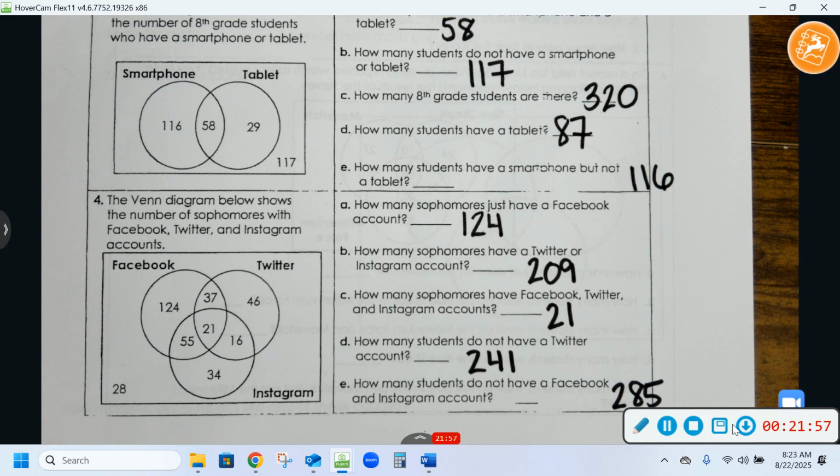How many sophomores have a Twitter or Instagram? So it would be all the Twitters and the Instagrams. Sometimes we accidentally add the numbers twice. Don't do that. Remember, or is all of them. So all the Twitters and all the Instagrams. But we don't want to add these twice. We already added them.